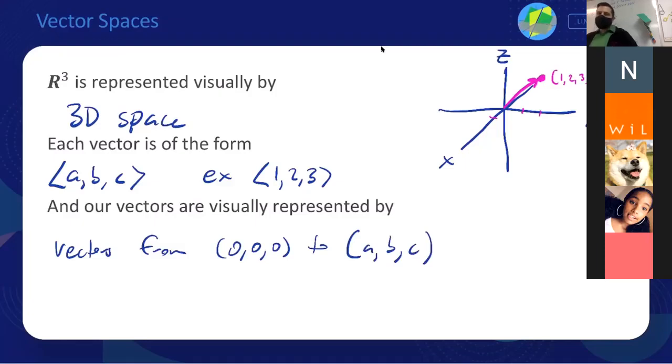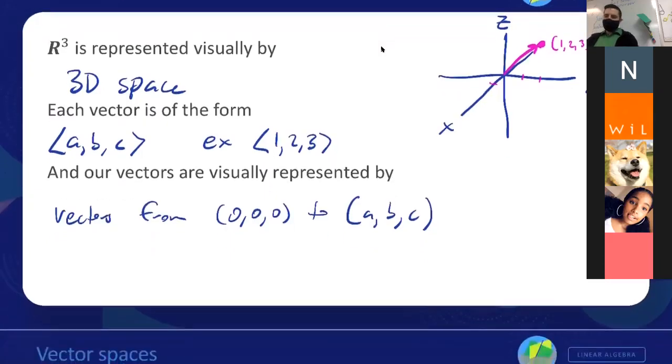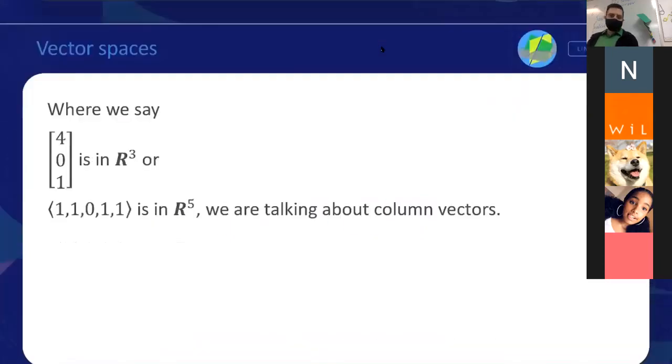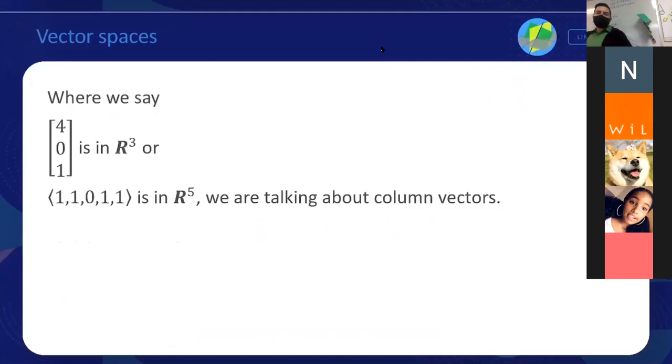And that's probably where visual representations end for us. But the same pattern would continue: R4, R5, R6, R7, whatever. It would basically represent vectors from 0, 0, 0, 0, 0, 0, 0, 0 to A, B, C, D, E, F, G, whatever, however many numbers there are. We think of them as those vectors going there and covering whatever that space looks like. Again, visually, probably R3 is the last one that would really make sense to think of visually. Okay, so for example, 4, 0, 1 would be in R3, and 1, 1, 0, 1, 1 would be in R5.